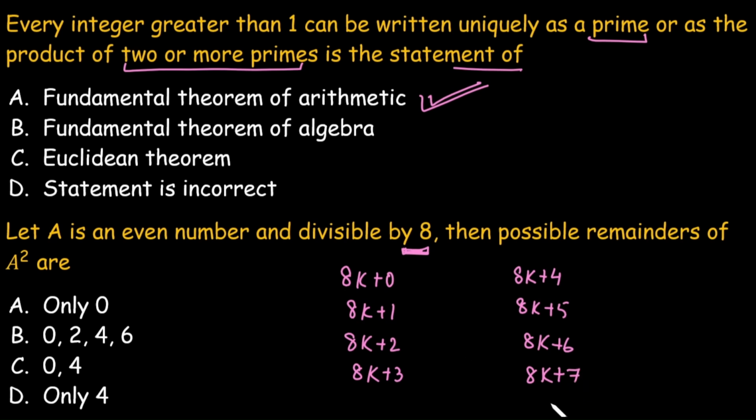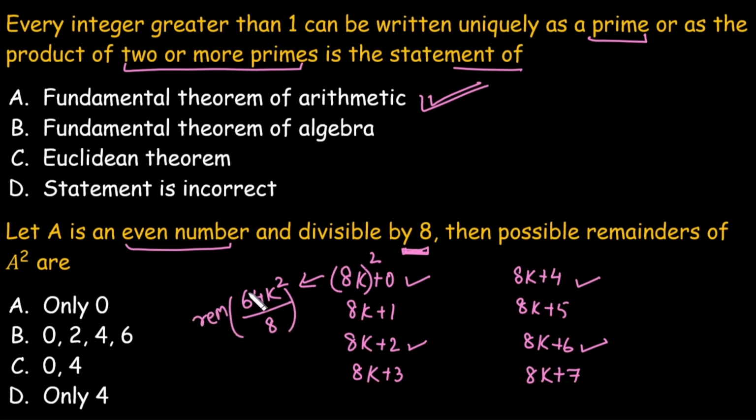Why? Because the last remainder possible in this case is 7. Now, as per the question, we need to take the even numbers. The even numbers are this, this, this, and this. Now, if we take the square of such a number, what is the square of 8k? That is 64k square. When divided by 8, what is the remainder in this case? That is exactly divisible by 8. So, hence 0 is one possible remainder.